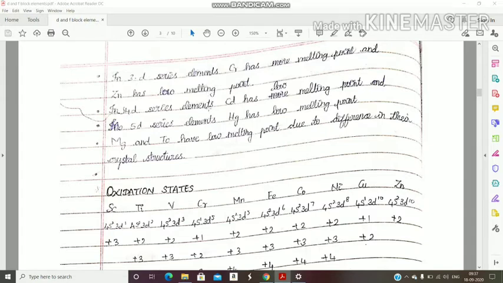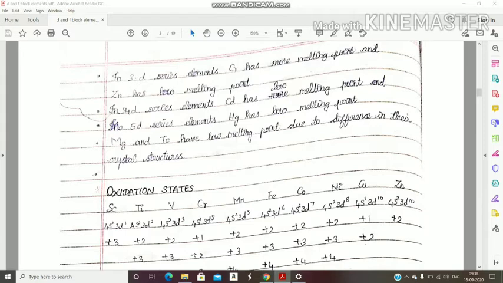Next, in 4D series elements, cadmium has low melting point. Cadmium, because below zinc cadmium is present, and in 5D series mercury has low melting point, because below cadmium mercury is present.